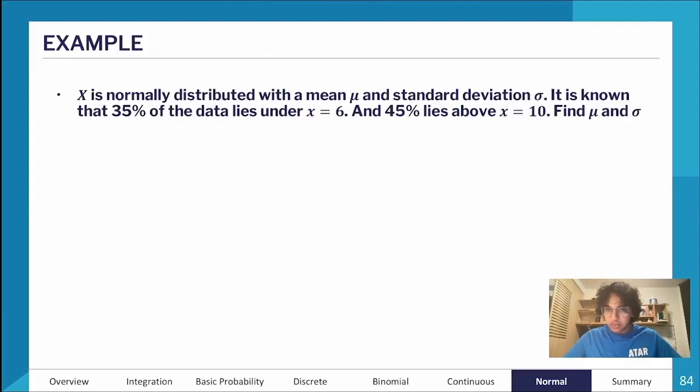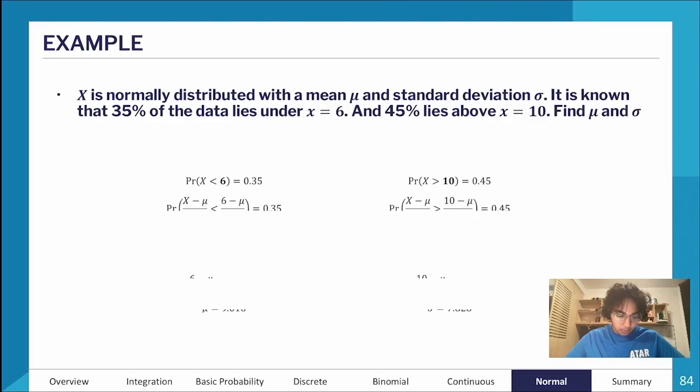So here's an example. x is normally distributed with a mean mu and a standard deviation sigma. It is known that 35% of the data lies under x equal to 6, and 45% lies above x equal to 10. And now they want us to find mu and sigma. So I'll let you guys have a crack, and then we'll work it out. The probability that x is less than 6 is equal to 0.35, which is given in the question. Probability of x is greater than 10 is equal to 0.45, which is also given in the question.